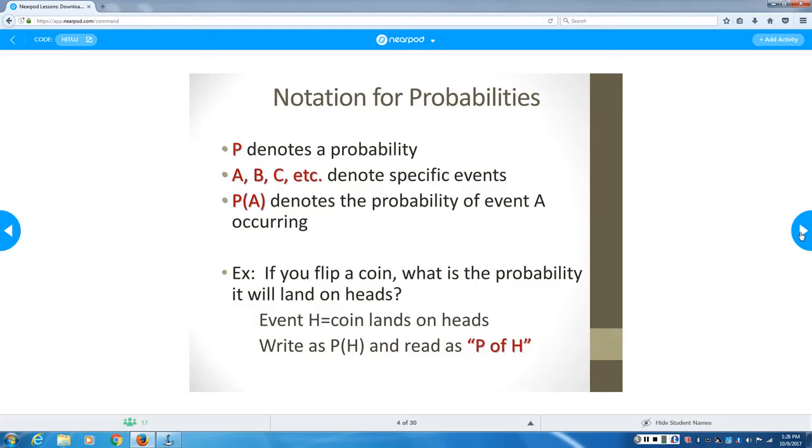So if you flip a coin, what's the probability it'll land on heads? You say that event H is the coin lands on heads. And then you write P parentheses H, and you say P of H, or the probability of H is. And in this case, the probability of H is 1/2, or the probability of H is 0.5, or the probability of H is 50%. Okay?